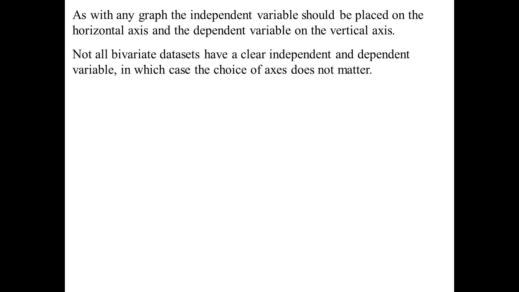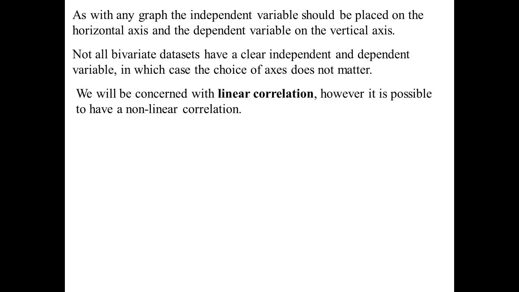So as with any graph, we usually put the independent variable on the horizontal axis and the dependent variable on the vertical axis. Now, when you're doing something like correlation, it may not be obvious which one's independent, which one's dependent, because in the last examples I was looking at, it was just two subjects. It's not one depends on the other, so it probably doesn't matter which one you put on each of the axes. Now we're going to be concerned with linear correlation.